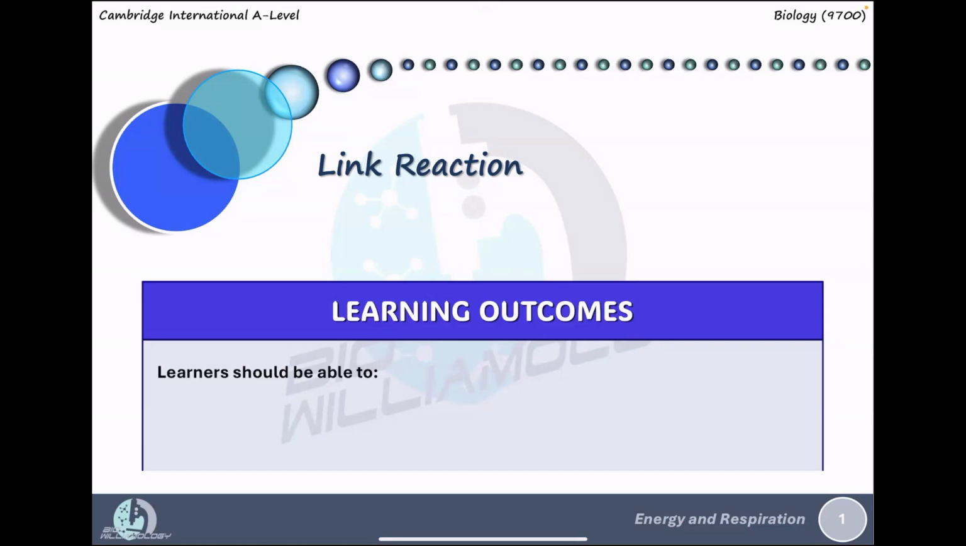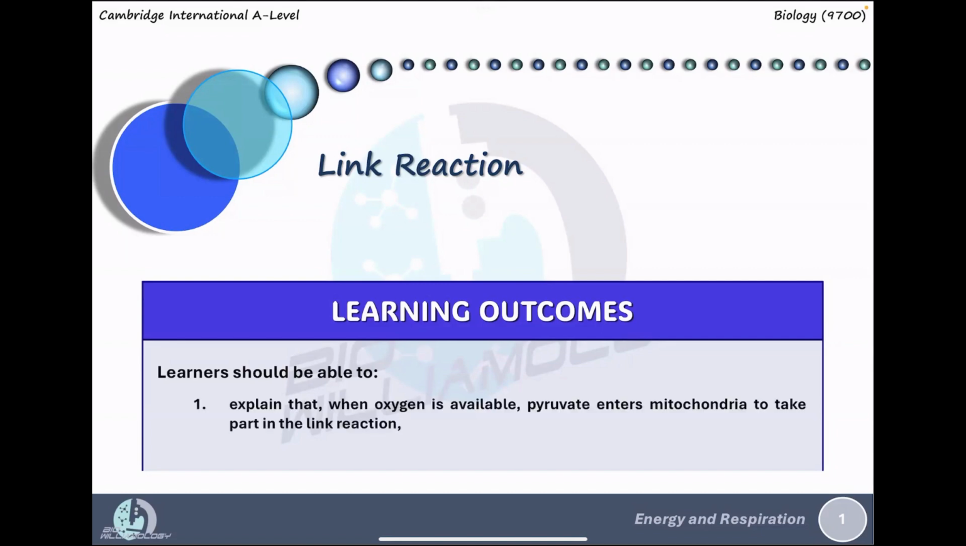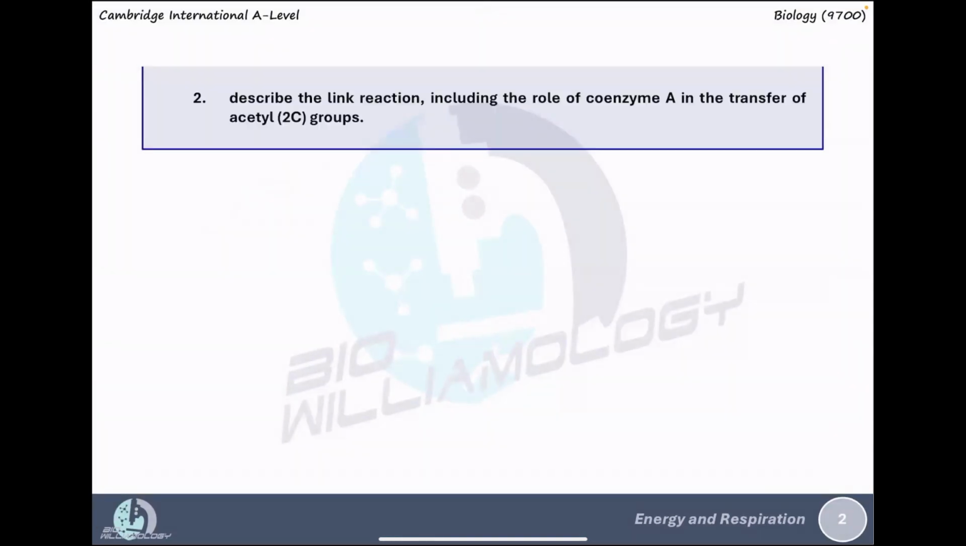In this lesson, we will explore the link reaction. At the end of this lesson, you will be able to explain that when oxygen is available, pyruvate enters mitochondria to take part in the link reaction, as well as describe the link reaction, including the role of coenzyme A in the transfer of acetyl groups. Let's get started.